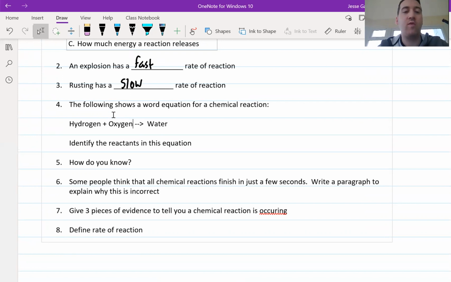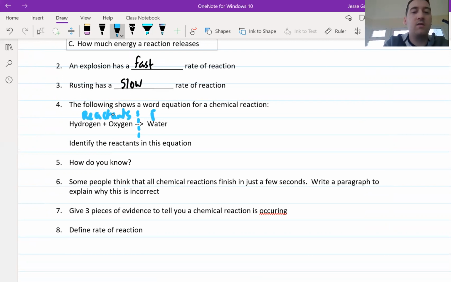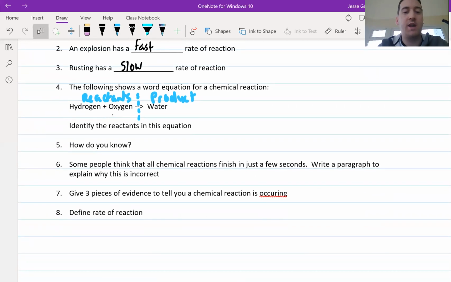You have to identify the reactants in this equation. Remember how I showed you how to do this? If you draw a line down through the arrow, everything on the left of that are the reactants, and on the right are the products. So water is the product, and hydrogen and oxygen are the reactants. So that's what you should have said, hydrogen and oxygen.